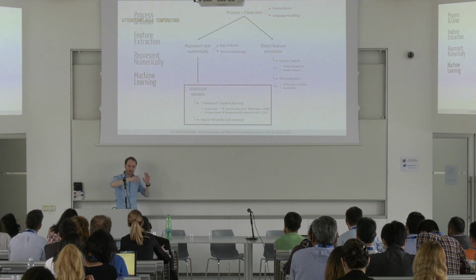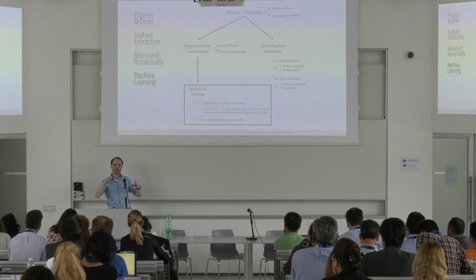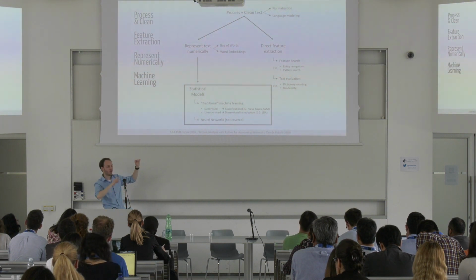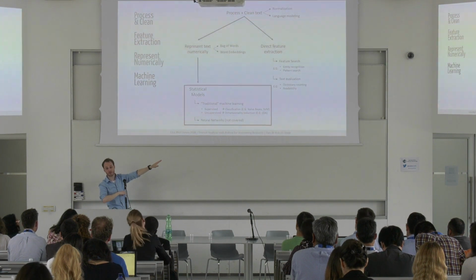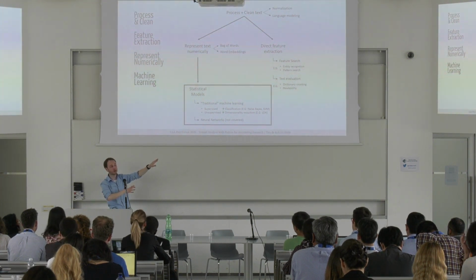There's roughly 2 categories. Now, this is not perfect, but we have the quote-unquote traditional machine learning. There's 2 types of that, supervised and unsupervised, and I'll show you an example of both.